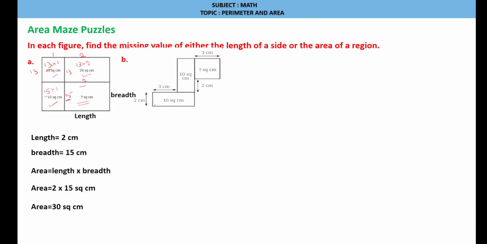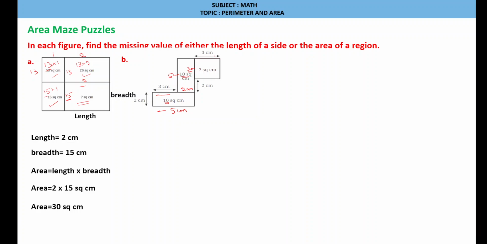Second puzzle, B. Here, this is the given puzzle. We need to find the area of this figure. If we observe here, this is 10. Already we know that the breadth is 2 centimeters. Then the total length here will become 5 centimeters, because the area is 10; 2 fives are 10. Here it is already 3 centimeters, so this will be 2 centimeters. If this is 2 centimeters, then the length will become 5 centimeters because the area is 10 square centimeters. Here in this 5 centimeters, this is 2 centimeters, so this will be 3 centimeters.